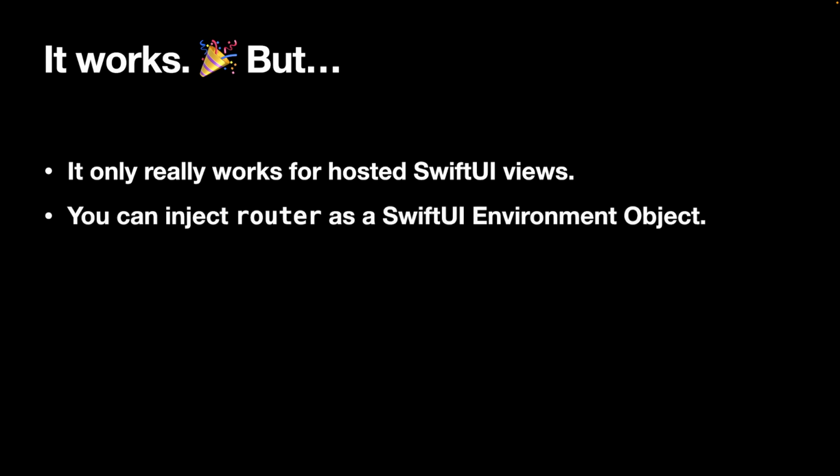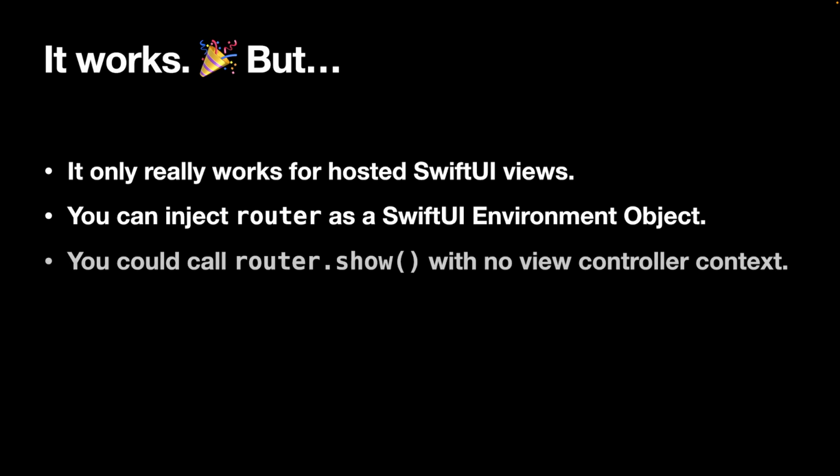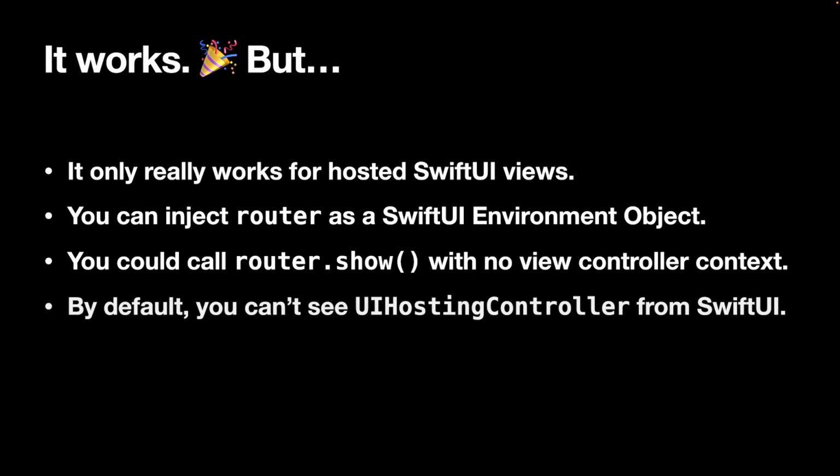So this works, but as you can see, this was really designed for UIKit. So it has to be a UI or NS hosting controller, and you can inject the router object itself as a SwiftUI environment object. But the problem is you do lose that source view controller context. That might be fine if you can implement your router logic to handle that. But if you could get access to the hosting view controller itself, that would be the best thing.